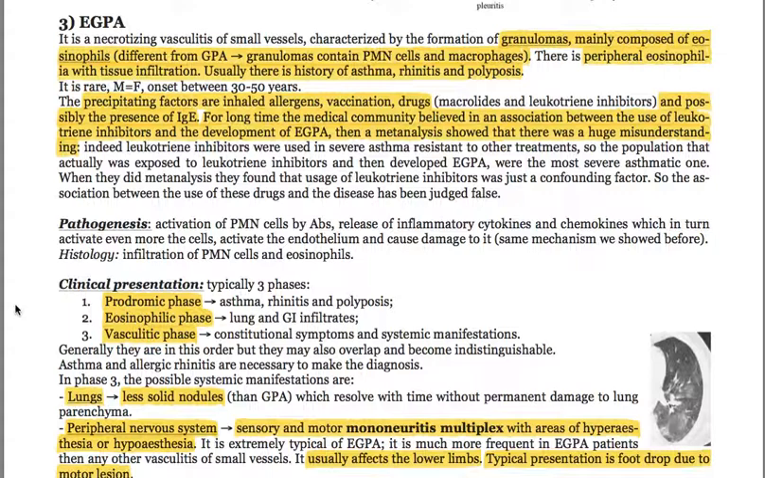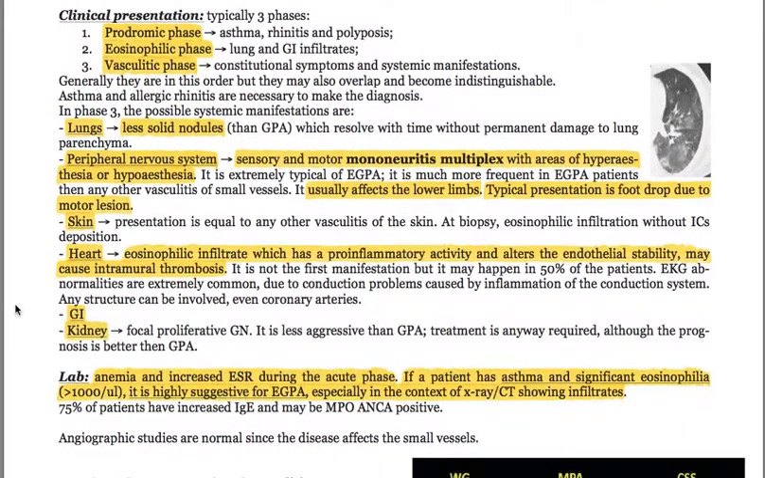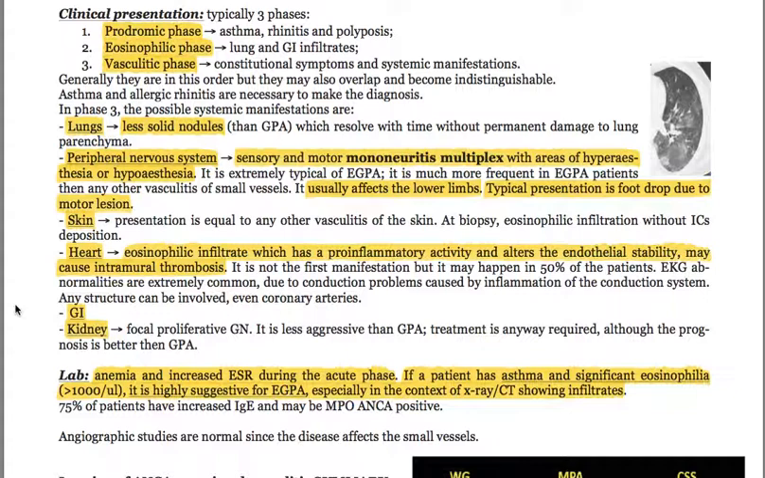The clinical presentation is typically composed of three phases. We have a prodromic phase with asthma, rhinitis, and polyposis. We have an eosinophilic phase with lung and GI infiltrates. We have a vasculitic phase with constitutional symptoms and systemic manifestations. Generally, they are in this order, but they may also overlap and become indistinguishable. Asthma and allergic rhinitis are necessary to make the diagnosis.